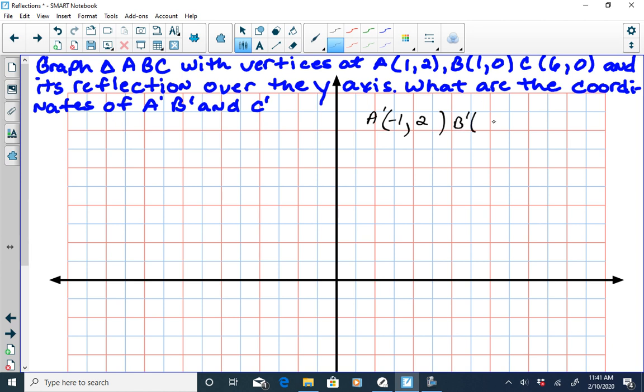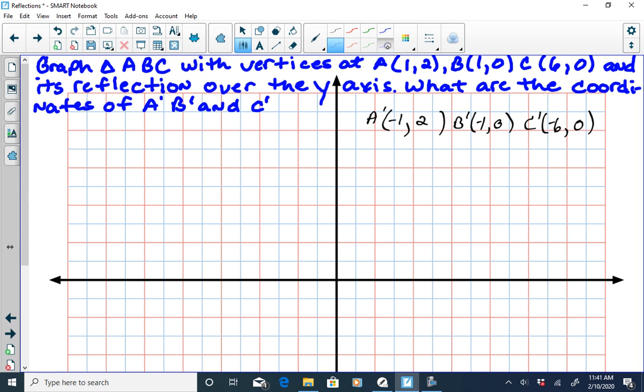All right, B prime. Reflection in the y-axis. Y value stays the same. X value becomes its opposite. We go from 1 to -1. For C prime, the y value is going to stay the same, right? But the x value becomes its opposite. So we can actually come up with the coordinates of the reflected figure without actually graphing the figure. But let's graph it because we are asked to graph it. So let's graph triangle ABC, and let's see what this reflection is going to look like.